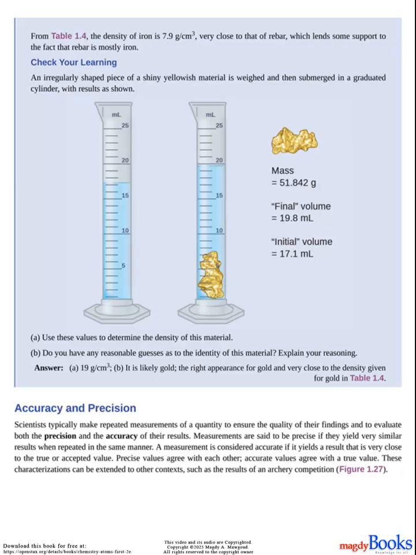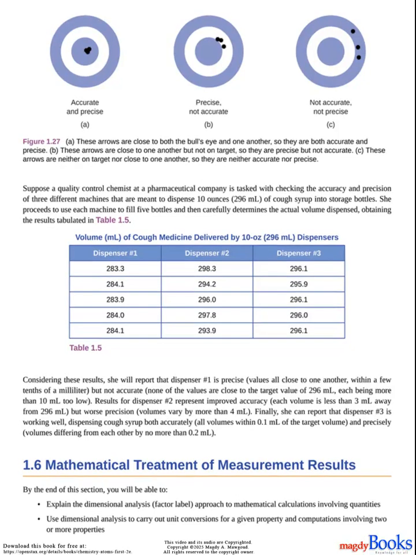These characterizations can be extended to other contexts, such as the results of an archery competition. Figure 1.27. A. Accurate and precise. B. Precise, not accurate. C. Not accurate, not precise. Figure 1.27. A. These arrows are close to both the bull's eye and one another, so they are both accurate and precise. B. These arrows are close to one another but not on target, so they are precise but not accurate. C. These arrows are neither on target nor close to one another, so they are neither accurate nor precise.